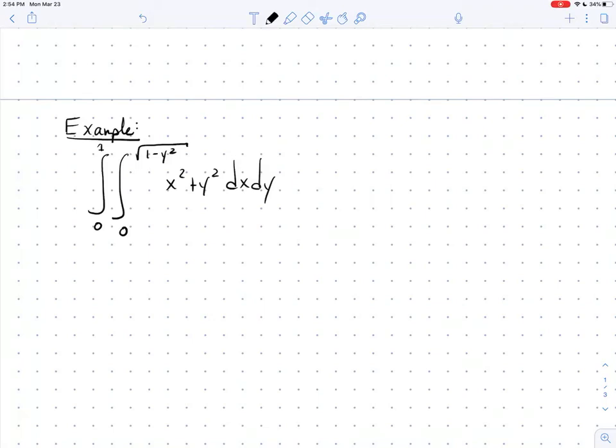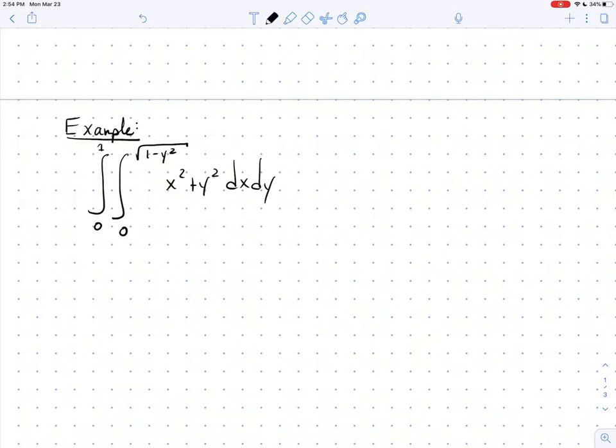All right, welcome back. So here's an example that we're going to work out. Notice a couple of clues. When you see a radical 1 minus y squared, you recognize that's part of a circle. It's not really a clue, but I suppose it's a bit of a clue. x squared plus y squared, when you switch to polar, that's just going to become r squared. This part right here is just going to become r squared.